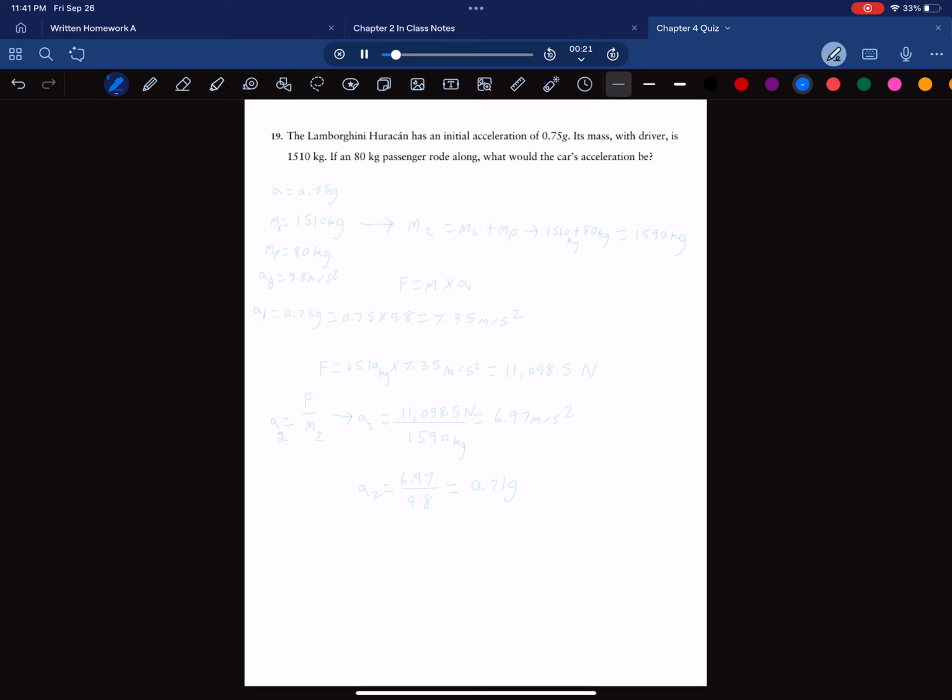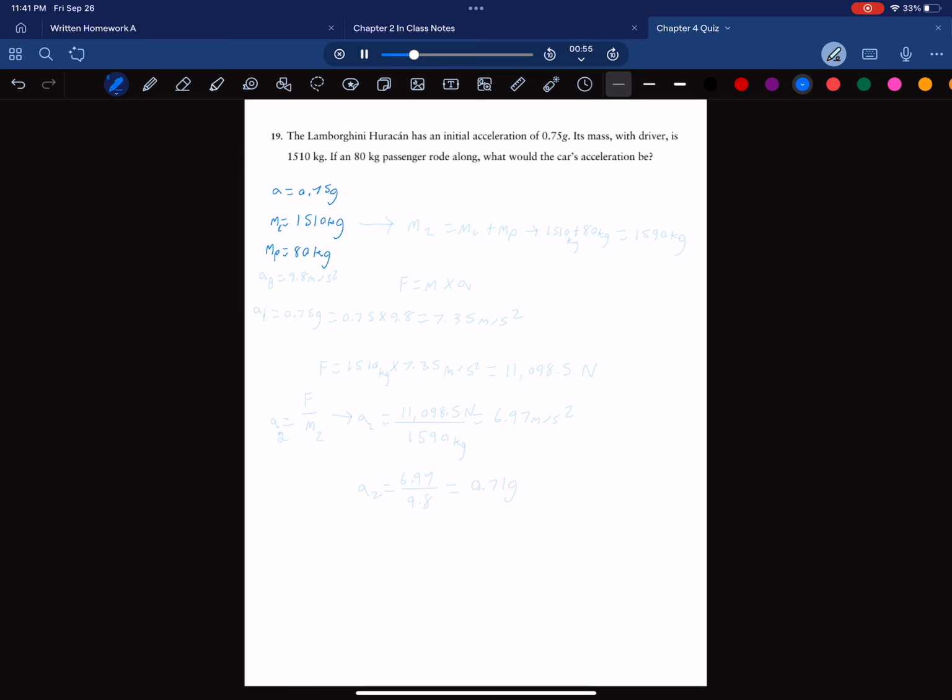Well, we know this initial acceleration of the car is going to be about 0.75 g's. The car's mass with the driver is going to be 1510 kilograms, and then the passenger is going to be 80. And we'll represent that by mass of P for mass of passenger. Going to do mass of C for the car right here. And then, of course, what we're trying to find out is what is this new acceleration with our passenger?